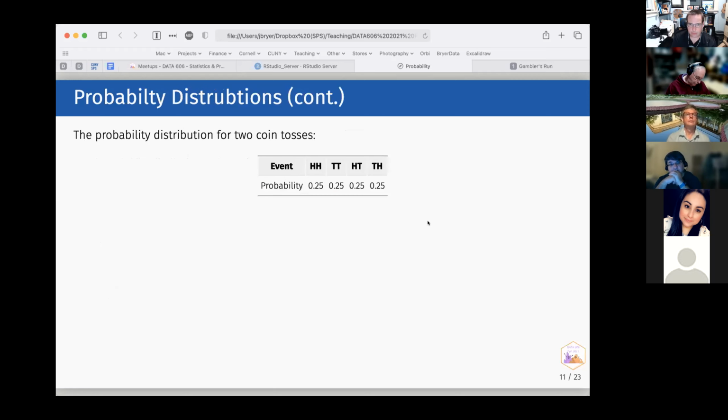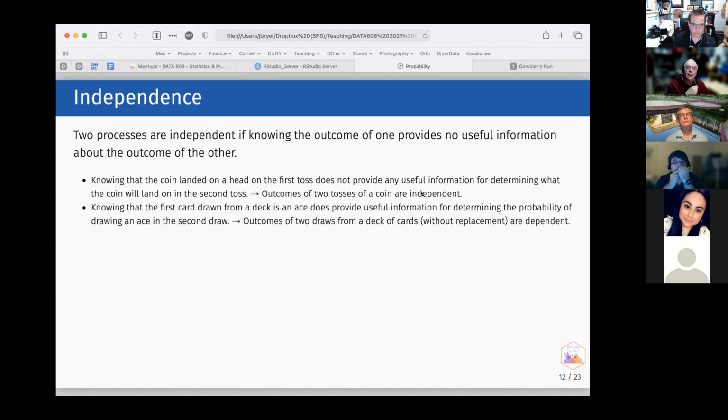So we could extend that, right? What's the probability distribution for 2 coin tosses? Well, we could get heads then heads, which is 0.25. We could get tails then tails, which is 0.25. Heads then tails, and then tails then heads, right? Each of these is between 0 and 1. These are all disjoint, right? And the sum of all the probabilities is 1. So this is a proper distribution. This is going to be the pattern we're going to use.